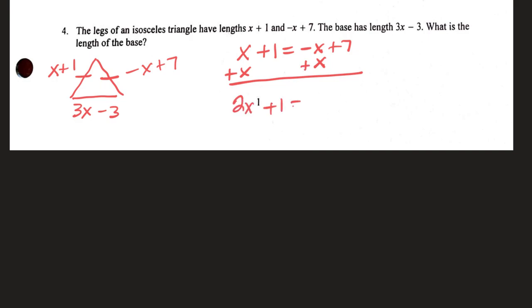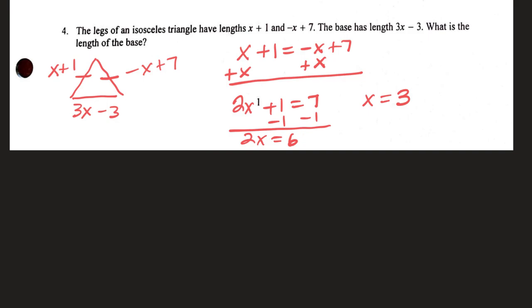Well, I know that the two sides of the isosceles triangle are congruent. So you have x plus 1 equals negative x plus 7. Now we have to solve the equation, so we add x to both sides. So we have 2x plus 1 equals 7. Subtract 1 from both sides. So you have 2x equals 6. And the last step is to divide by 2, so x equals 3.